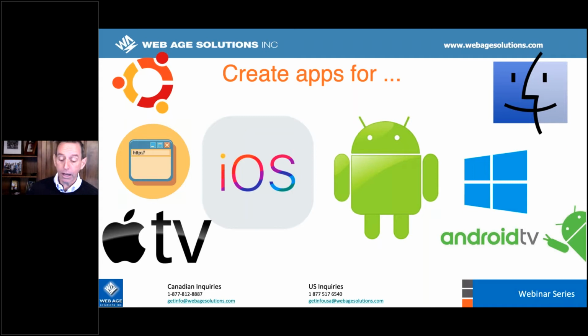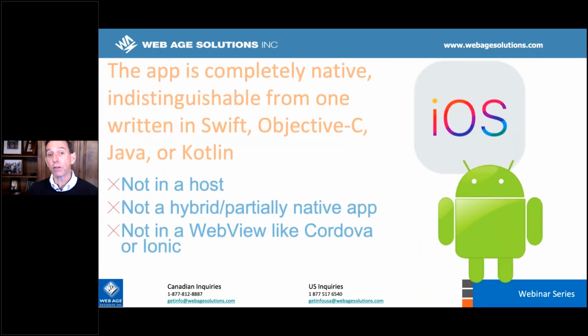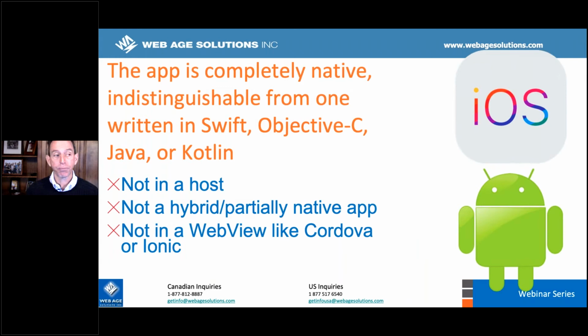It really ends up being effectively only iOS and Android. Now, the beauty of these apps, when you create them, is that they're not like faked apps. There are other frameworks that help you to create apps for iOS and Android, things like Apache Cordova or Ionic. These things are great, but they are hosted inside of a web view.